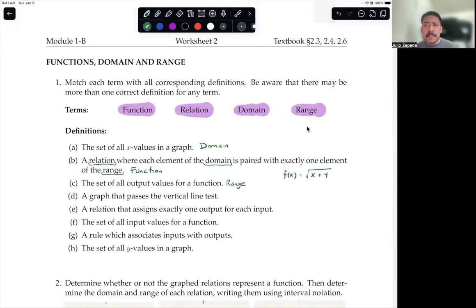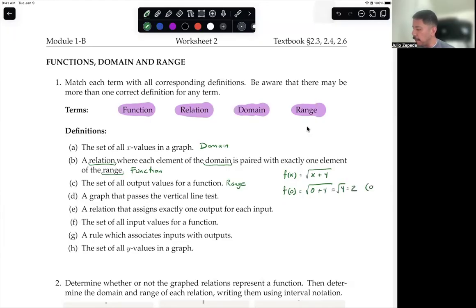This is a function. We can plug in a bunch of different x values. All of the x values that we can plug in are part of the domain. And so let's go ahead and try to plug a couple of them in. Let's just choose some numbers. So f of 0 is the square root of 0 plus 4. That's just the square root of 4, which is 2.